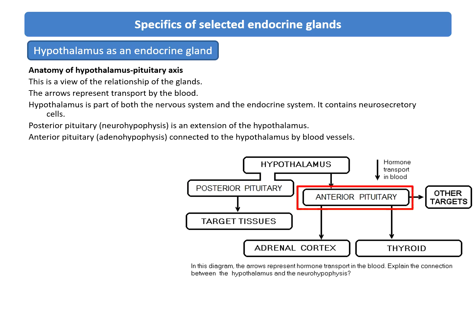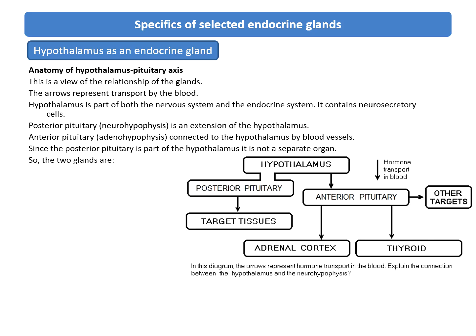The anterior pituitary, also known as the adenohypophysis, is connected to the hypothalamus by blood vessels. Since the posterior pituitary is part of the hypothalamus, it is not really a separate gland. So, in essence, the two glands are the hypothalamus-posterior pituitary as one, and the anterior pituitary as the other.